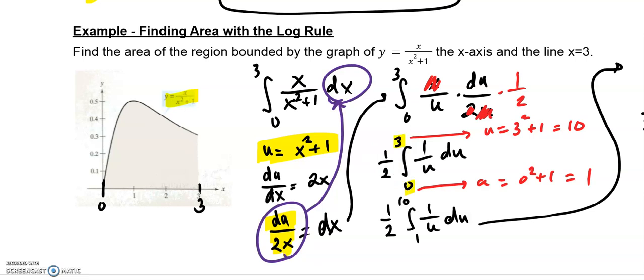I plug those back into my u equals, which is right there. And so you get u equals 3 squared plus 1. So my new upper limit is 10. And my lower limit is 0 squared plus 1, which is just 1. So now everything's in terms of u, and I don't have to worry about plugging u back in.